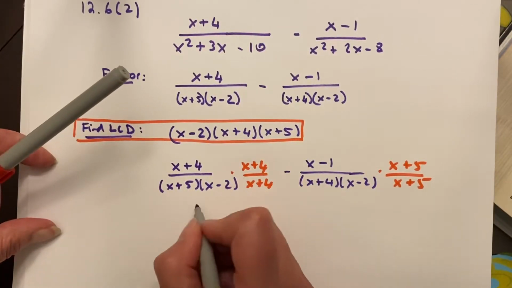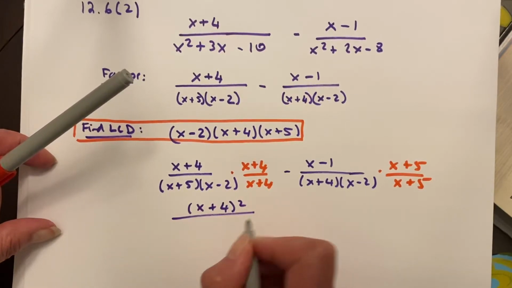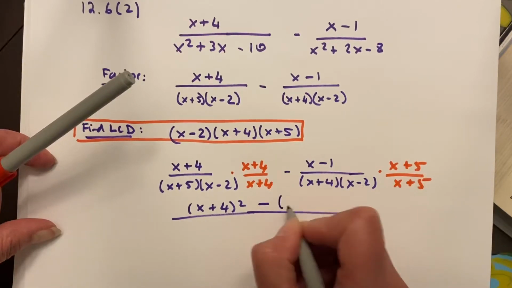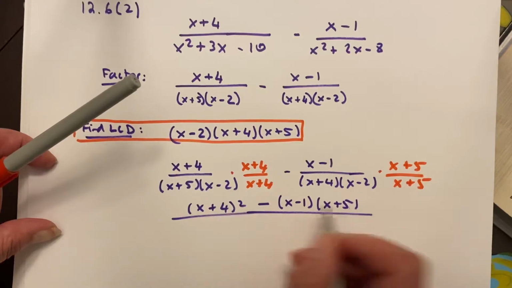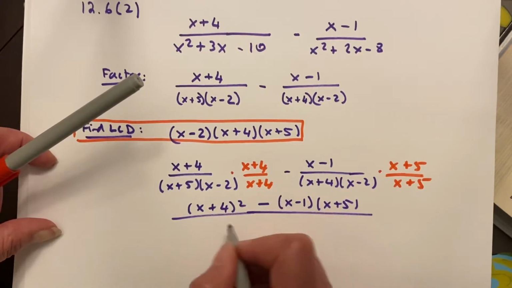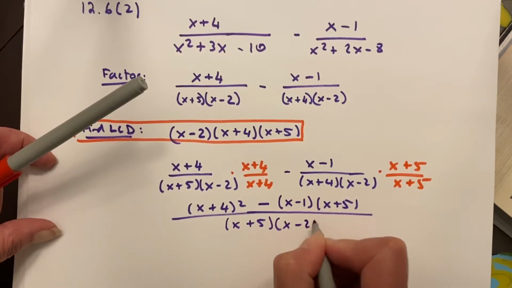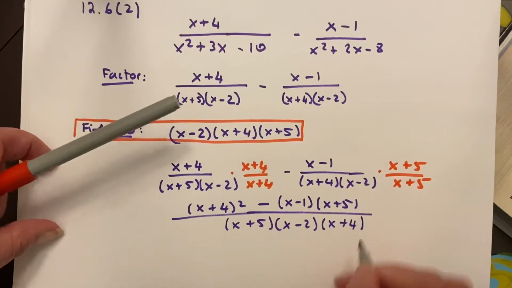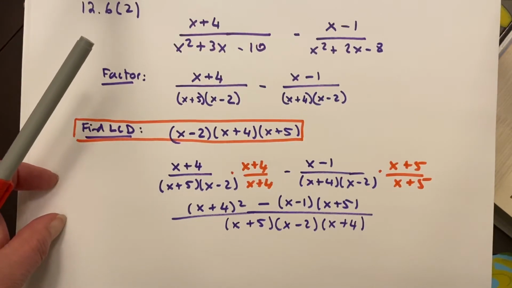So on top, I'm going to get x plus 4 squared. And I'm just going to subtract, and here I'm going to get x minus 1, x plus 5, and the denominator, the whole thing, I'm going to get x plus 5, x minus 2, x plus 4. Now moving on from there, I need to multiply everything out and then recombine.